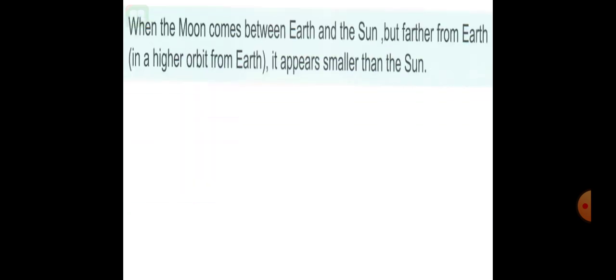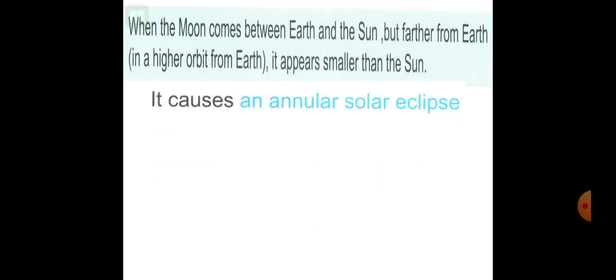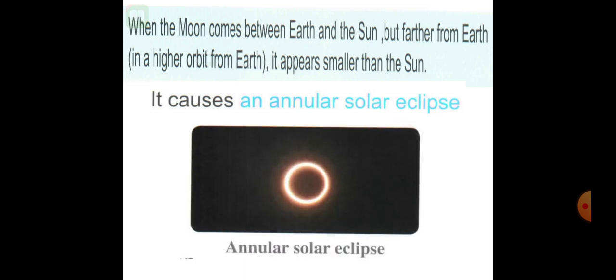When the moon comes between the earth and the sun, but not nearer to the earth, no, farther from the earth, in a higher orbit from the earth, it appears smaller than the sun. And this causes an annular solar eclipse. Annular solar eclipse, in which the sun appears as a lightning ring. Just you see a lightning ring.